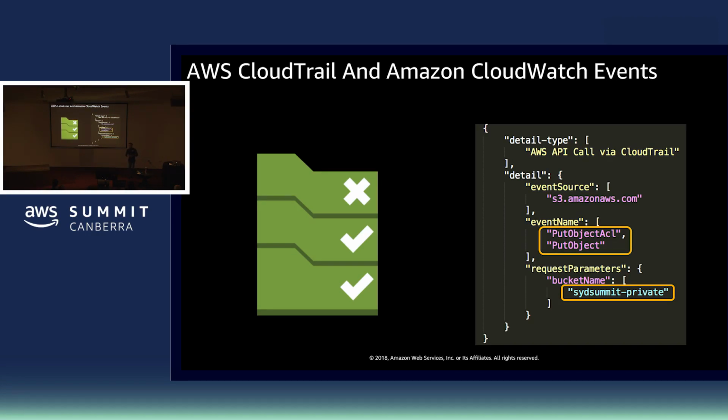Secondly, we need to capture the 2 events. This is the reason why I talked about the put object ACL and put object earlier. If you're doing it through the console or through the CLI, those are the 2 events that I'm interested in, and the S3 bucket that I want to filter down on. For that, I need to turn on CloudTrail, which logs my API calls being made across my AWS account. And then I can define a CloudWatch events rule. So you can see the JSON doc on the right, where I've defined those parameters.